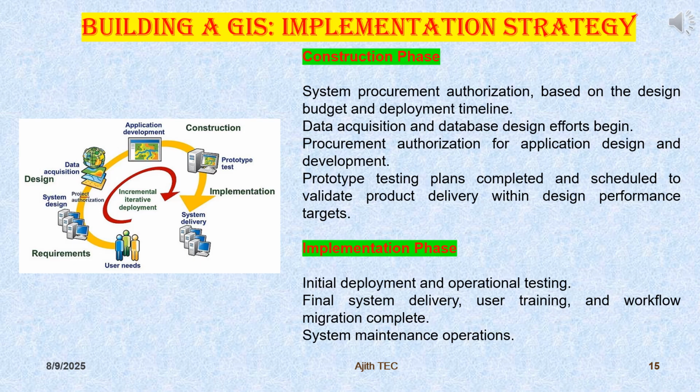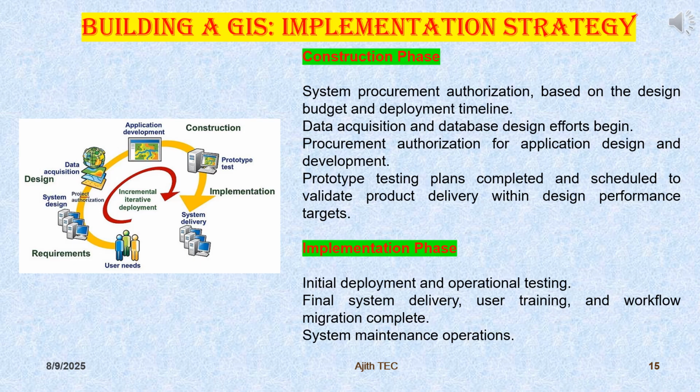Building a geographic information system, implementation strategy. Construction phase. System procurement authorization, based on the design budget and deployment timeline. Data acquisition and database design efforts begin. Procurement authorization for application design and development. Prototype testing plans completed and scheduled to validate product delivery within design performance targets. Implementation phase. Initial deployment and operational testing. Final system delivery, user training, and workflow migration complete.